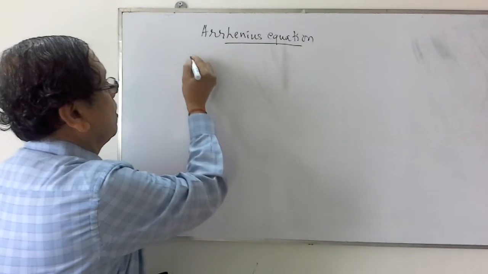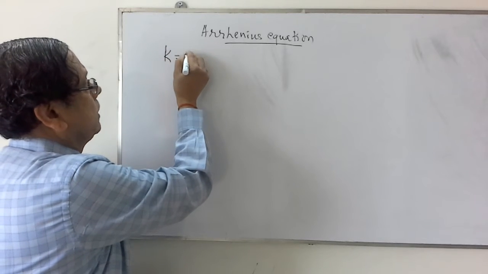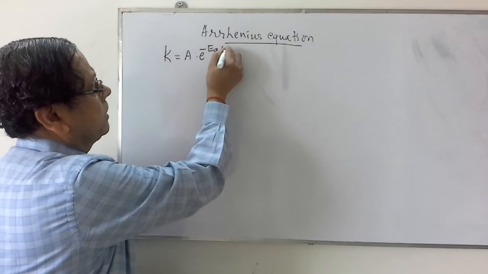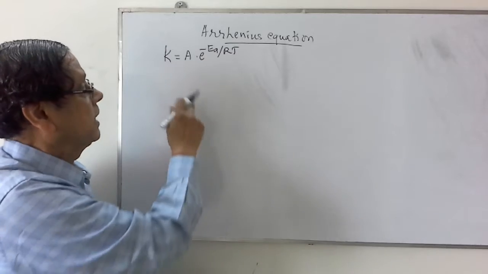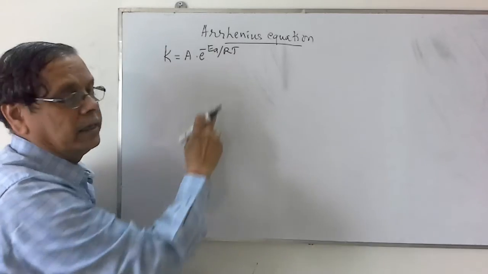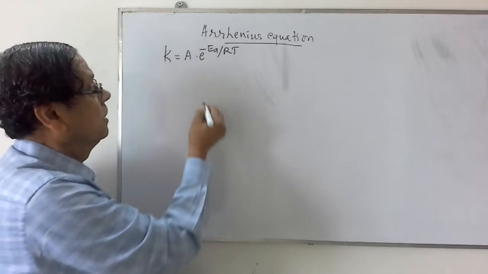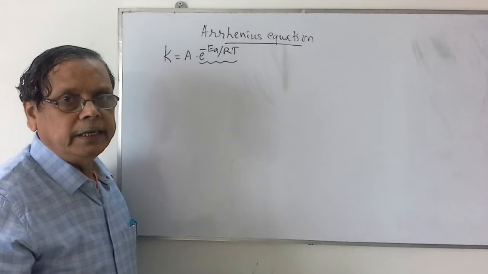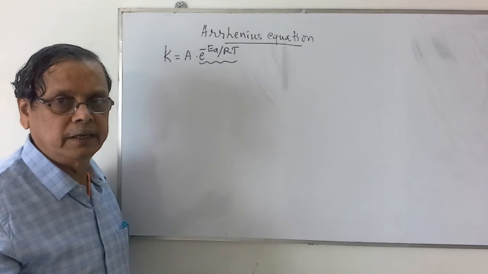So, if you recall, we have this equation k = A e^(-Ea/RT), where k is velocity constant, A is Arrhenius constant, Ea is energy of activation, R is gas constant, T is temperature, and e^(-Ea/RT) indicates the fraction of molecules possessing energy of activation.